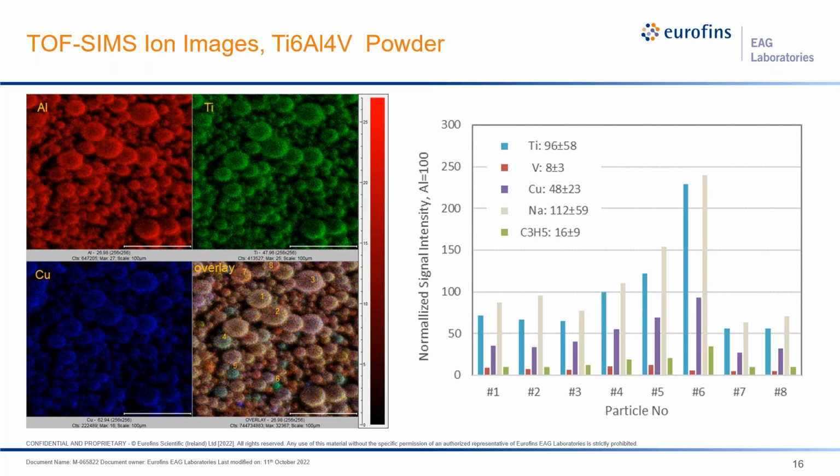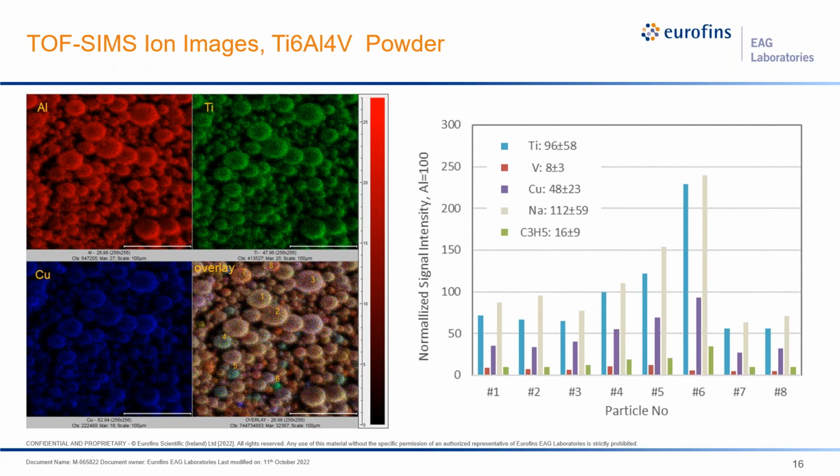For example, this little particle number 6 is really green compared to the rest, so the surface level of titanium is much higher than the other particles. Some of the particles are a little more red, like number 8 here, so it has a little higher aluminum level. And particles 4 and 5 have more of a bluish hue, having the unintended copper on their surface.